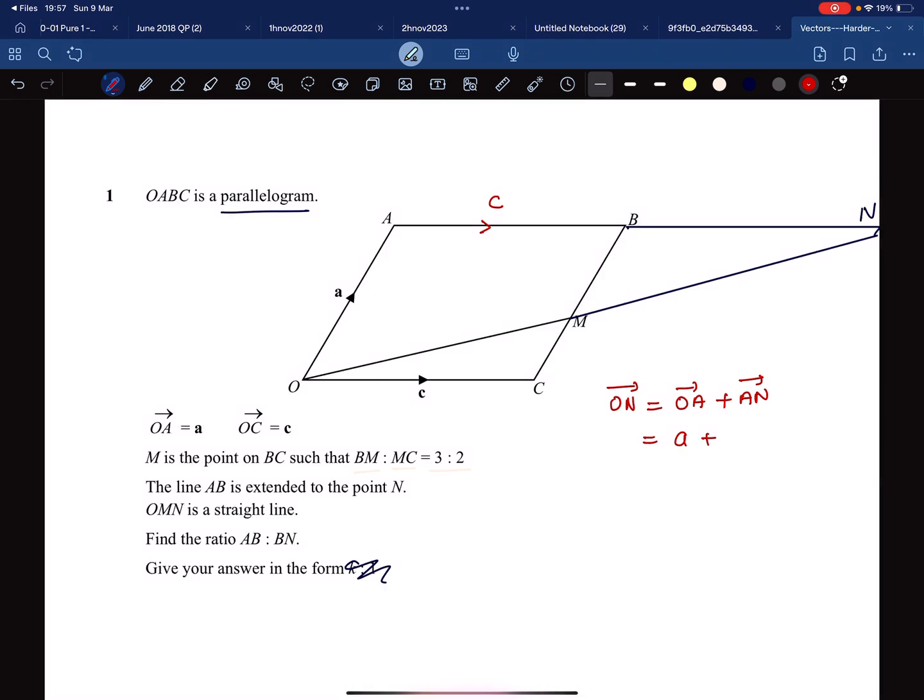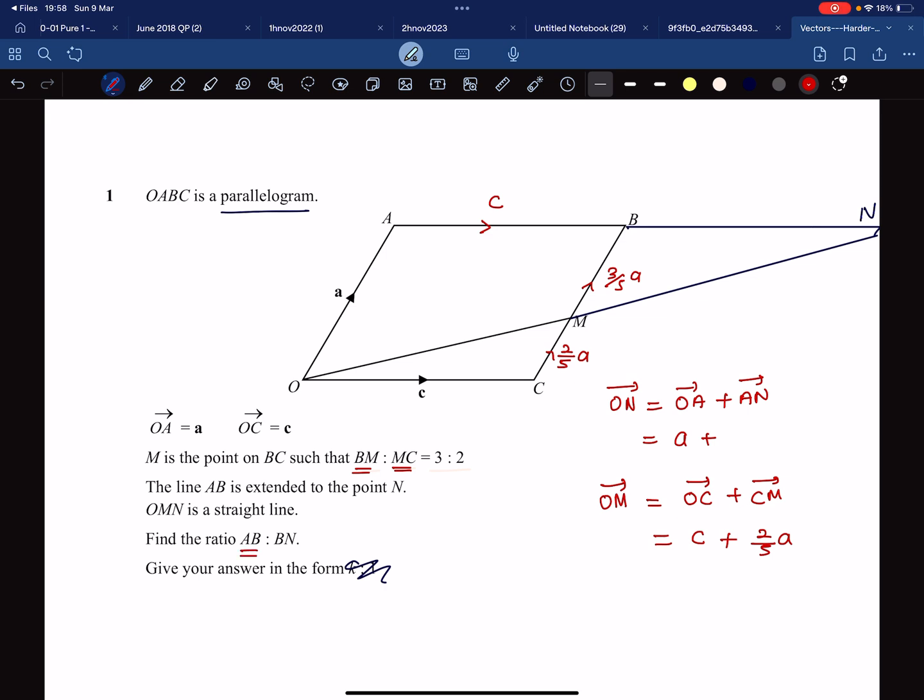And then I'm going to do OM. Let's see if I can do OM. OM is OC plus CM. But for CM, they have said BM to MC is 3:2. This is 2/5 A and that's 3/5 A. Yeah, that's in that direction. So OC is C and CM is going to be 2/5 A. So therefore OM is ready. But ON I still don't know yet.